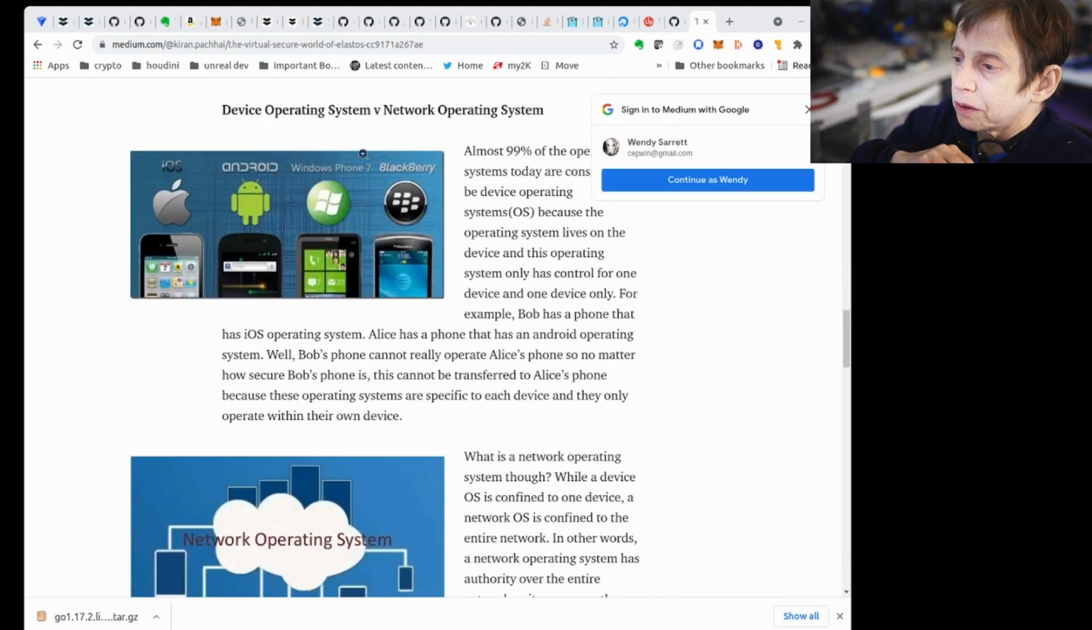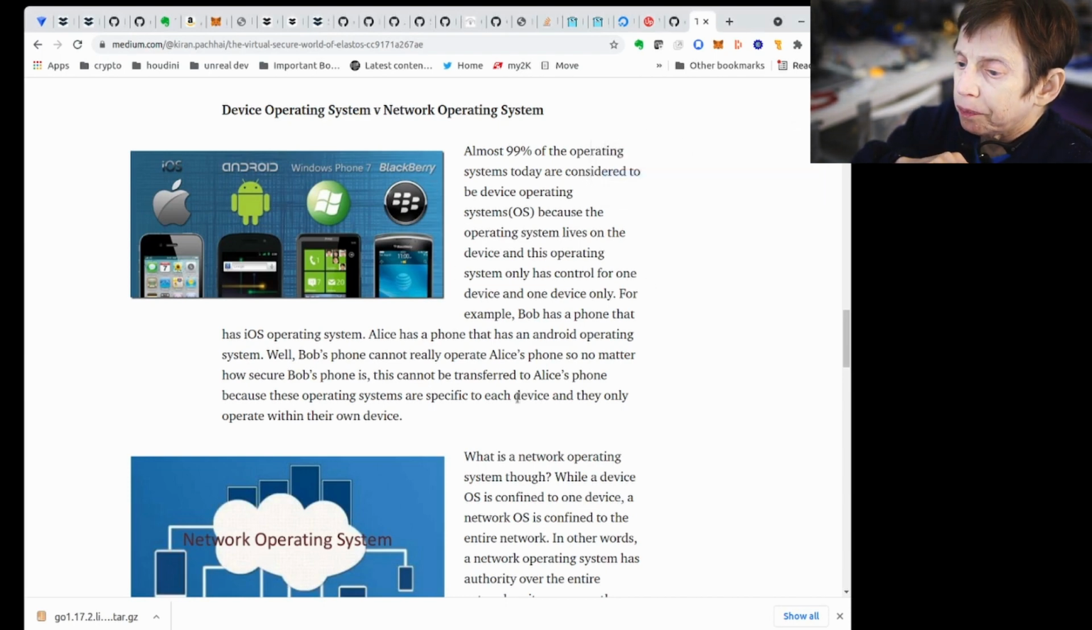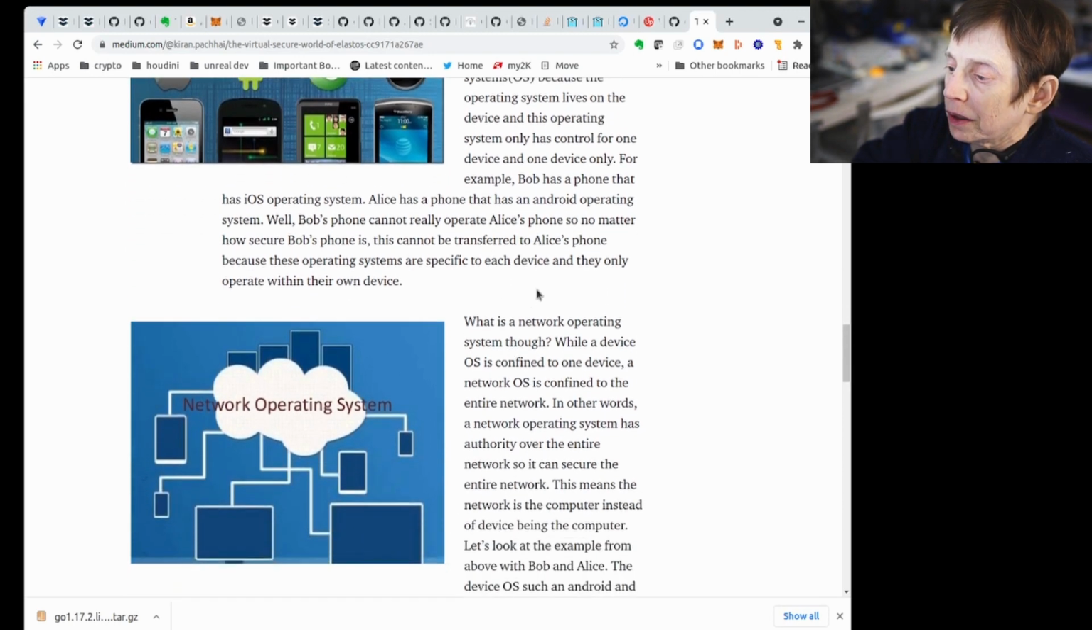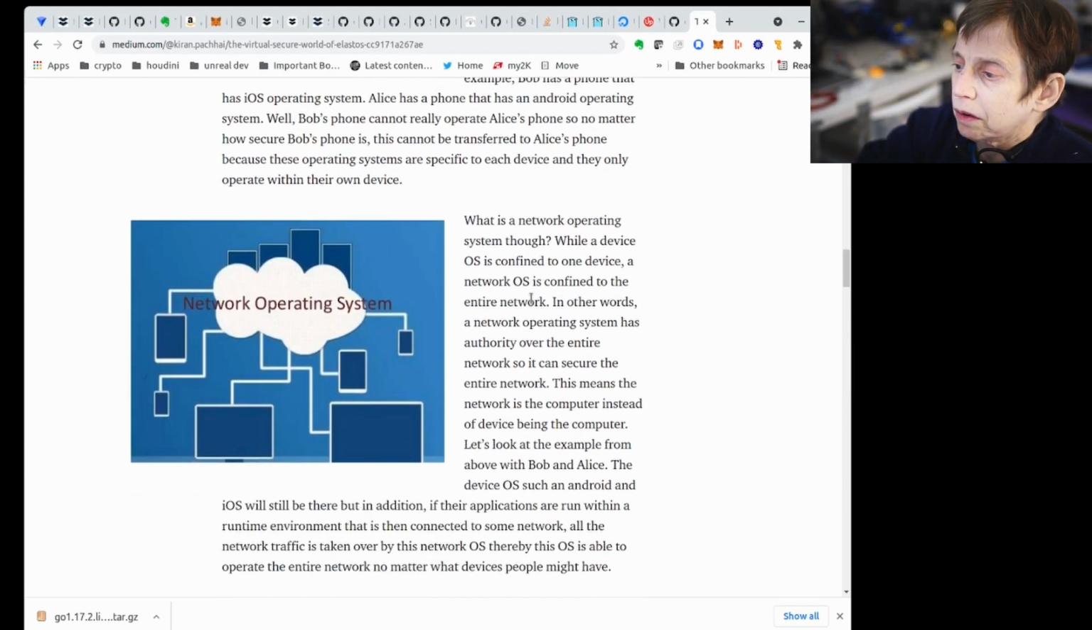So they talk about here what a device operating system is. The example they give: because the operating system lives on the device, it has only one device and one device only. For example, Bob's phone has iOS, Alice's phone has Android. Bob's phone cannot really operate Alice's phone. But with a network, the OS is the entire network. So again, it's its own thing, it's isolated, and as they've described here, the network is the computer, instead of the device being the computer.